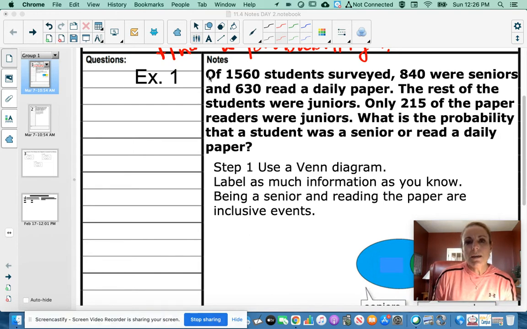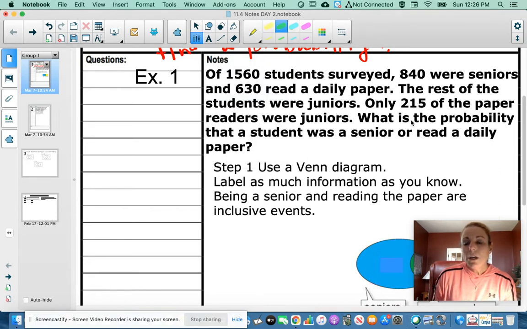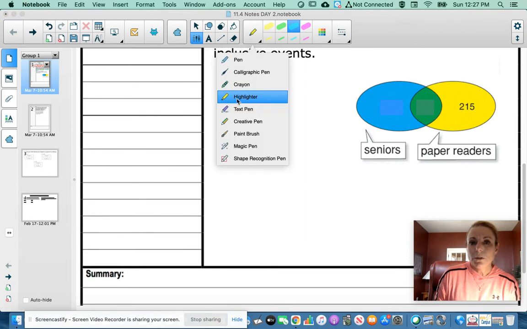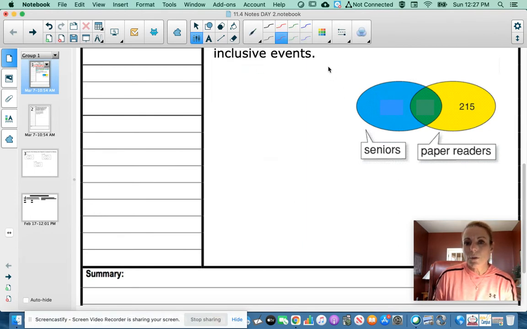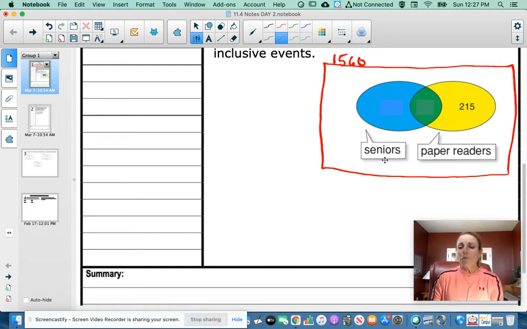So first thing is this. When you're doing a probability where you're using a Venn diagram, you're looking at the probability that you're trying to find. We're trying to find the probability that a student was a senior or read a daily paper. And that's why our Venn diagram is set up with two different sections, one for seniors and one for paper readers. I like to put a big box around this to represent our entire sample space, which is 1,560. So the first thing I like to do is fill in the information that we know.